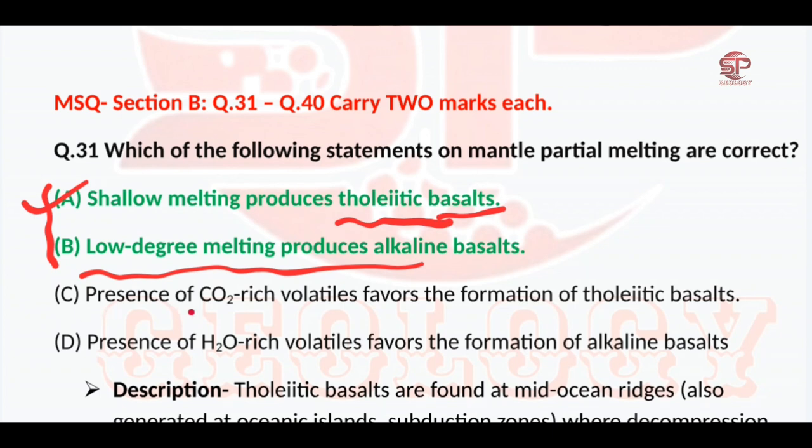Then comes the presence of CO2. CO2 rich will produce carbonatite. Then presence of H2O, it is the condition of a subduction zone where a hydrated melt will be there and it will produce an intermediate type of magma. So this will be incorrect.